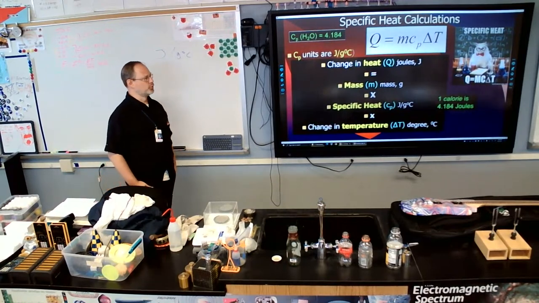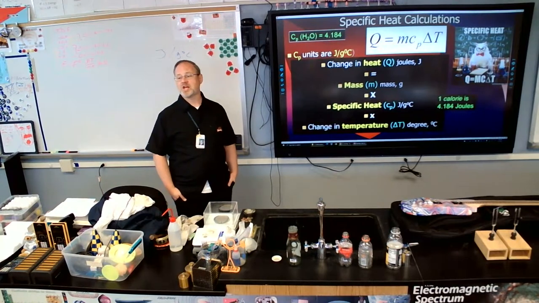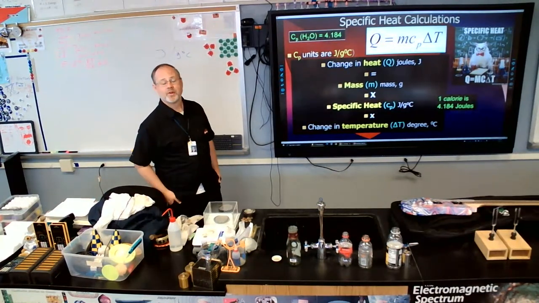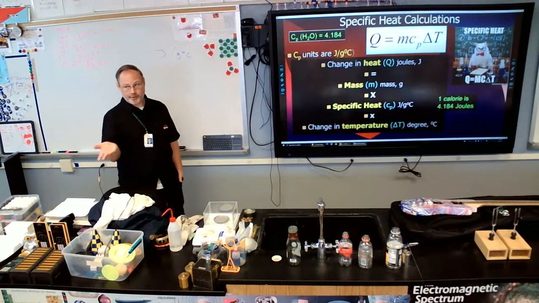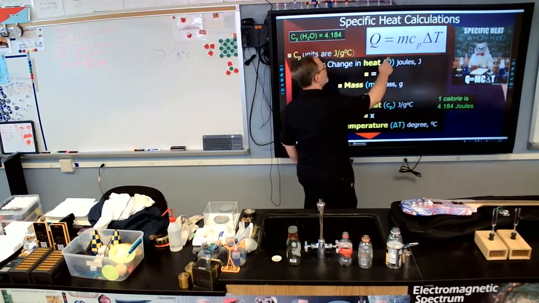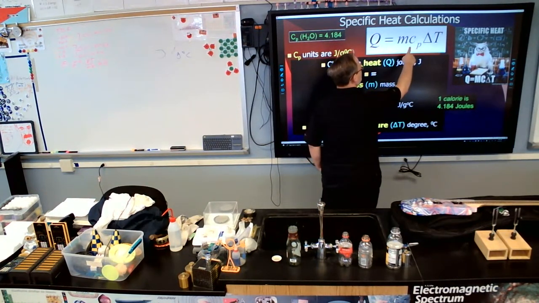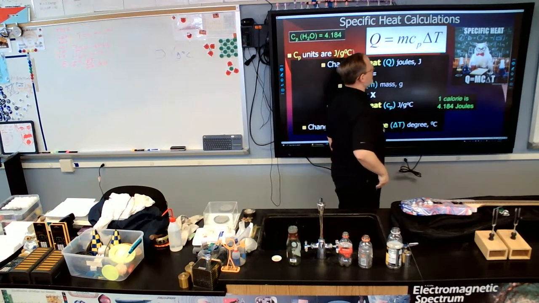MC delta T. Yeah, the triangle means change in. So the amount of heat required is going to be equal to the mass of the thing we're trying to warm up, multiplied by that thing's specific heat, multiplied by the change in temperature we're looking for.